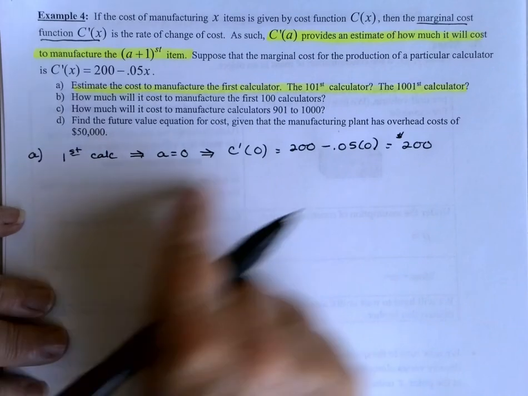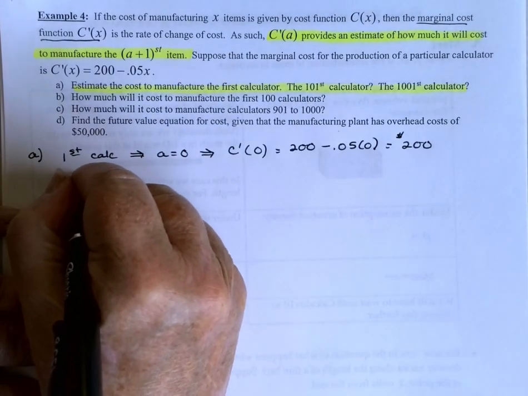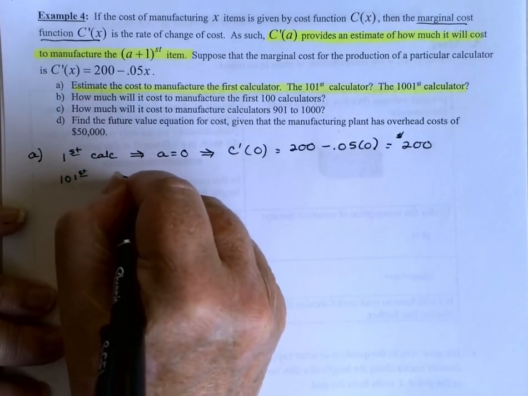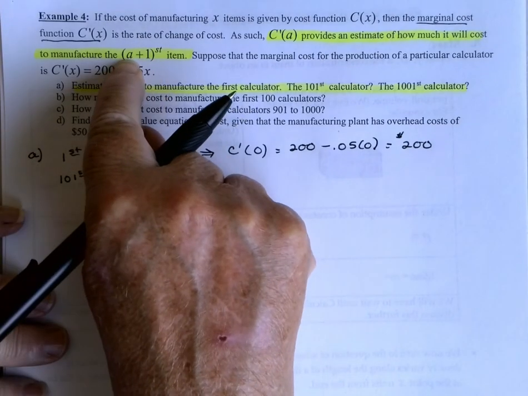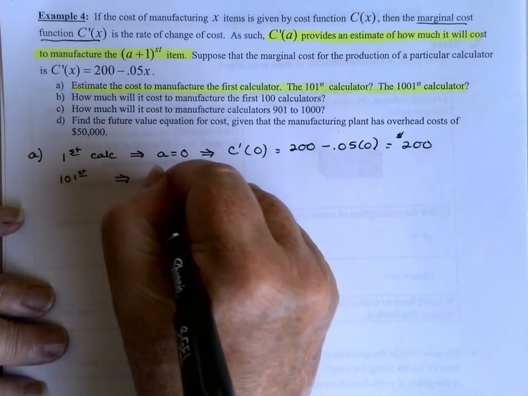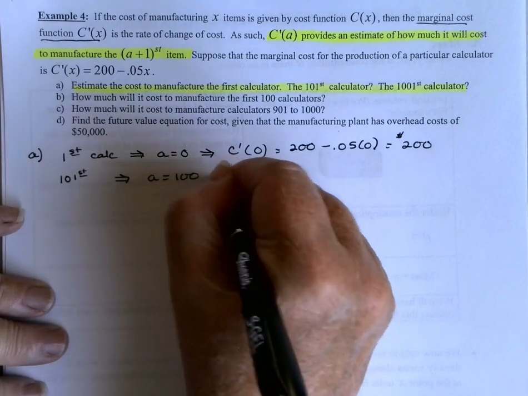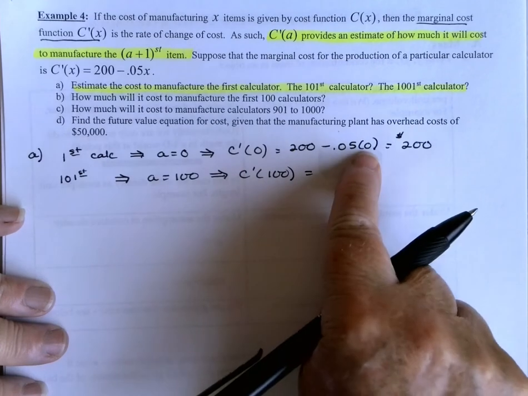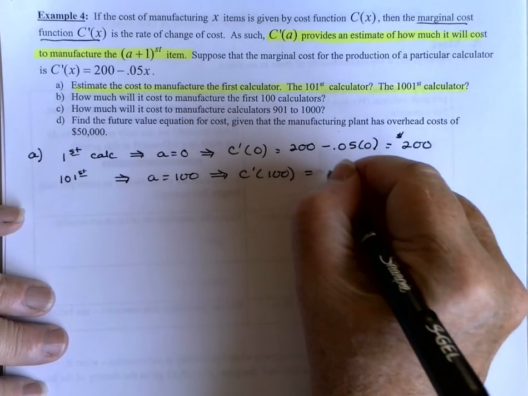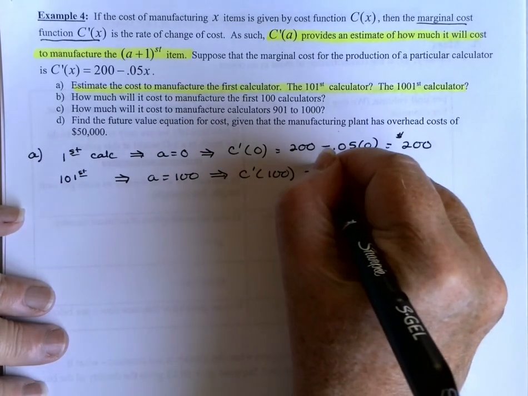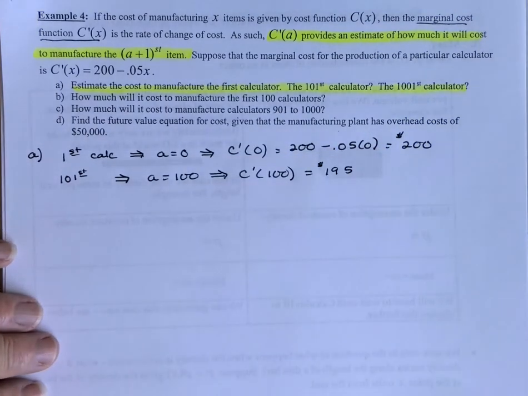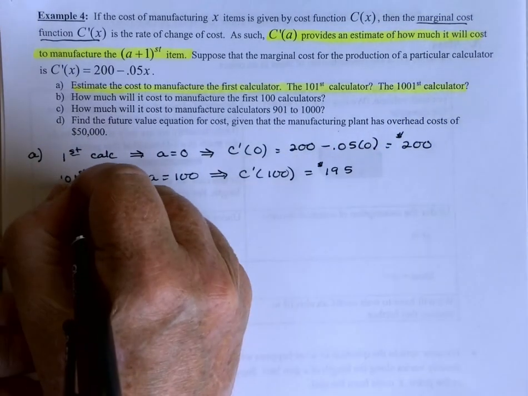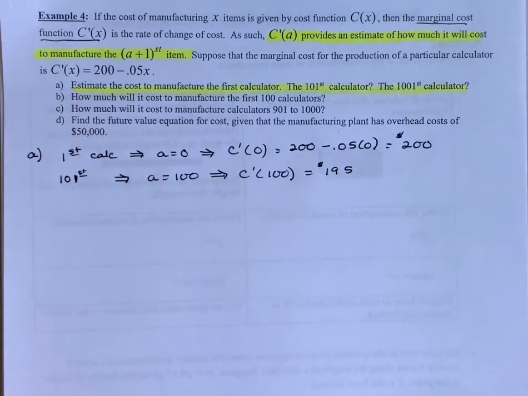To make the 101st, A would be 100. If I just do C prime of 100, plugging 100 in here, I get 195. Typical, right, in manufacturing, often the cost per item gets lower when you make more items. You can buy things in bulk, processes are more efficient, etc.